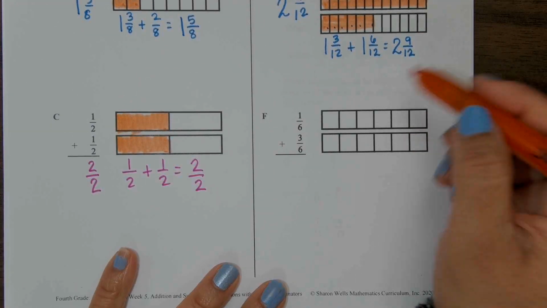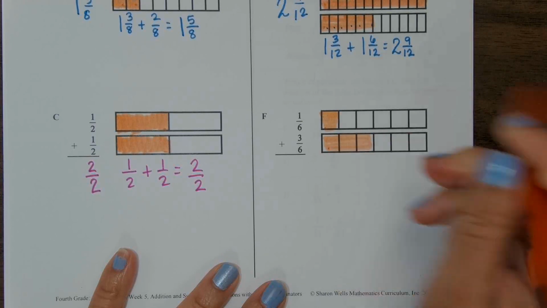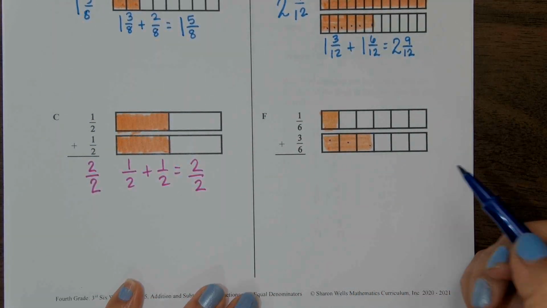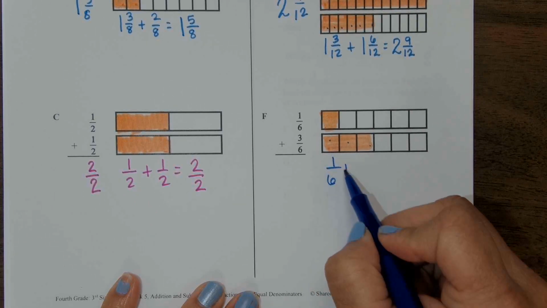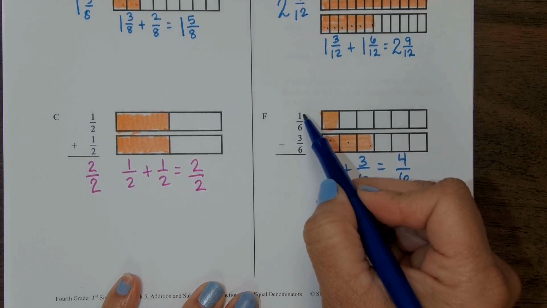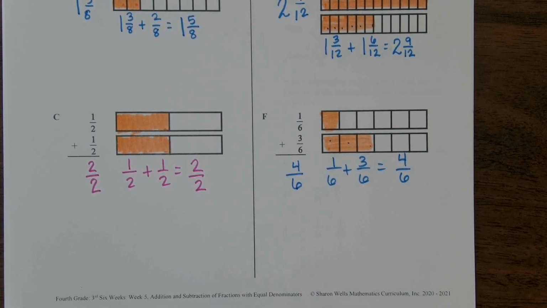Letter F, our denominator is 6. There are 6 pieces that make up 1 whole. 1/6 plus 3/6. There are 1, 2, 3, 4 pieces in all. So 1/6 plus 3/6 equals 4 over 6. 1 plus 3 is 4. My denominator stays the same as 6.